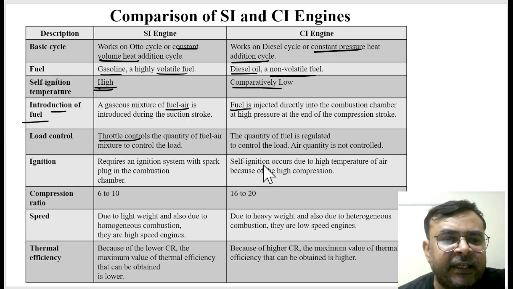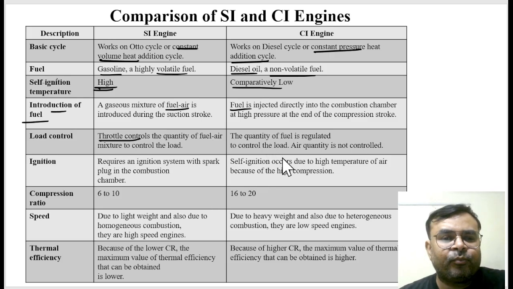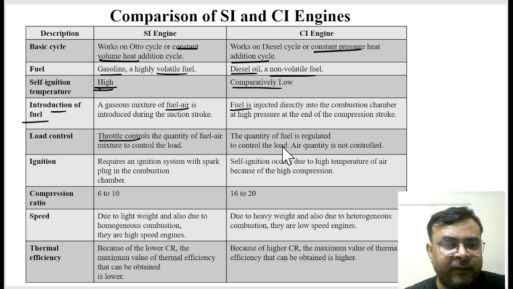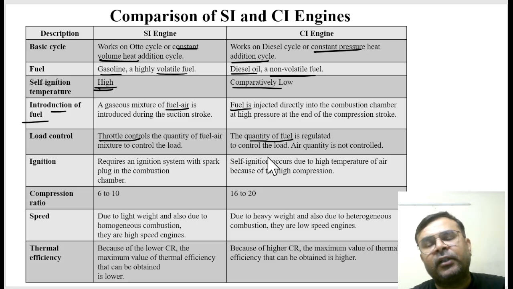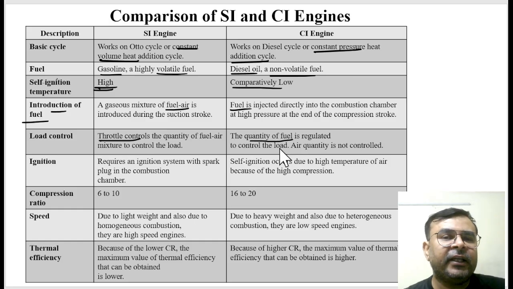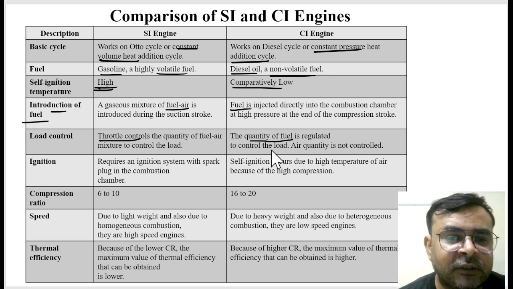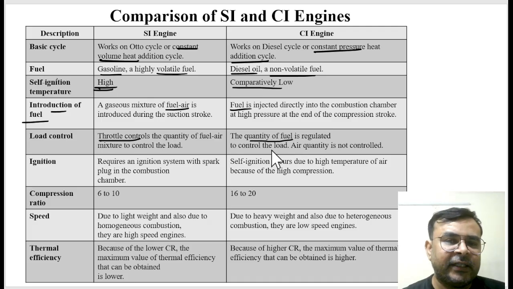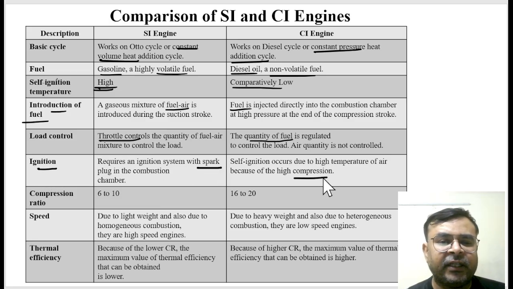But in the case of a CI engine, it is controlled by a governor, and only the quantity of fuel is regulated to control the load. Because the same amount of air is compressed inside the cylinder, only the quantity of fuel controls the power supply. So when you need more power, you increase the fuel supply, and when less power is required, less fuel gets supplied.